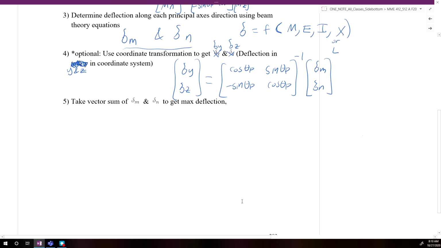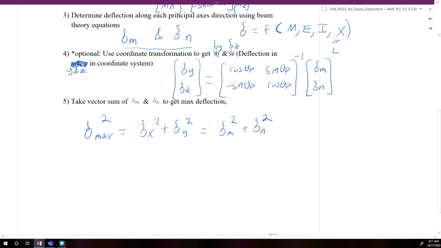The last thing is we need to take the vector sum of our deflection. So our maximum deflection squared would be equal to delta y squared plus delta z squared, which would also be equal to delta m squared plus delta n squared.